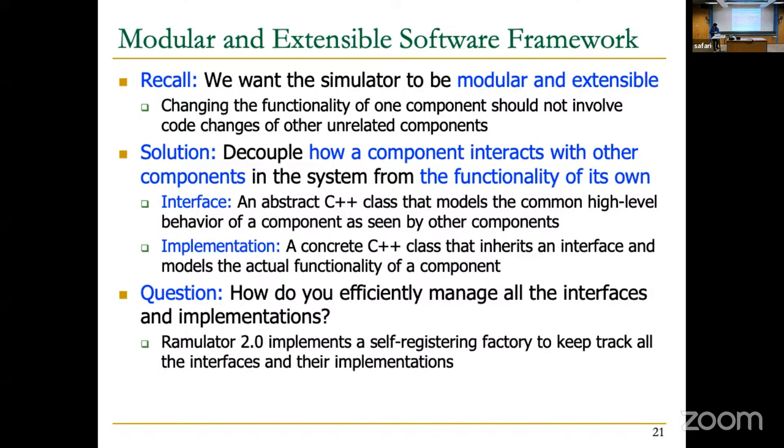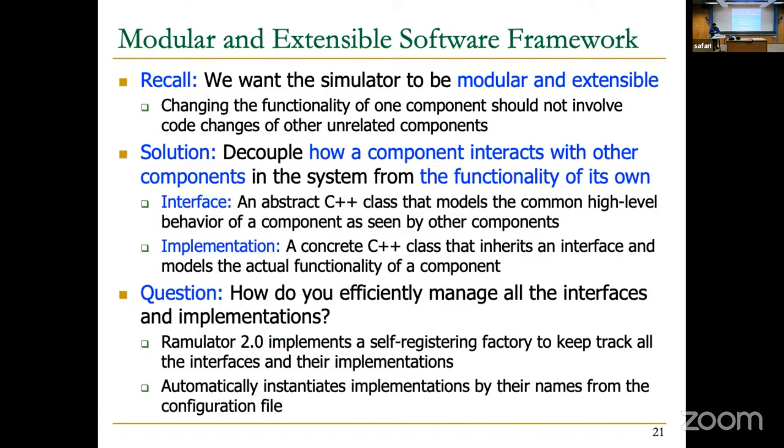So to solve this, Ramulator 2.0 implements a self-registering factory to keep track of all the interfaces and their implementations. What this achieves is that the software framework of Ramulator 2.0 can automatically instantiate components by the names of their interfaces and implementations as you specify in the configuration file, and you don't have to write any boilerplate code on your own. If you want more details on this, you can check the repo and there's a tutorial there.